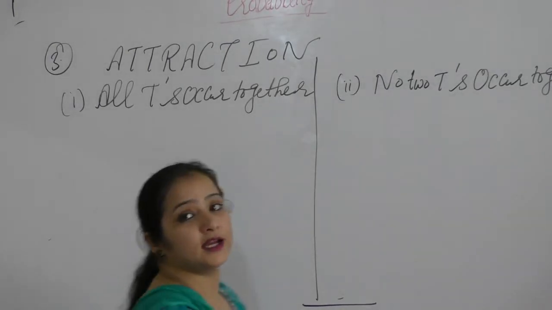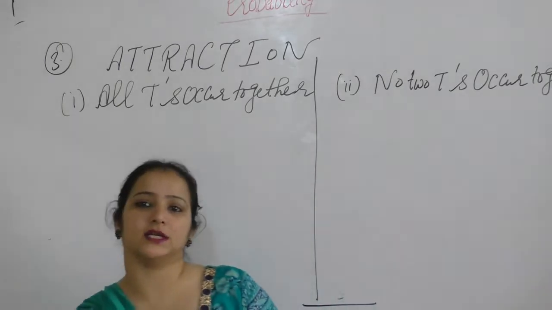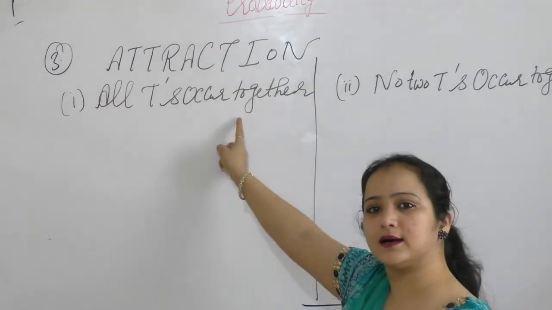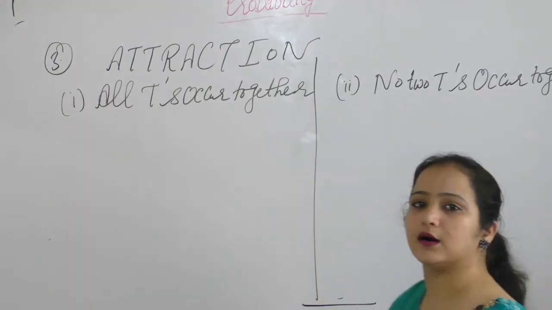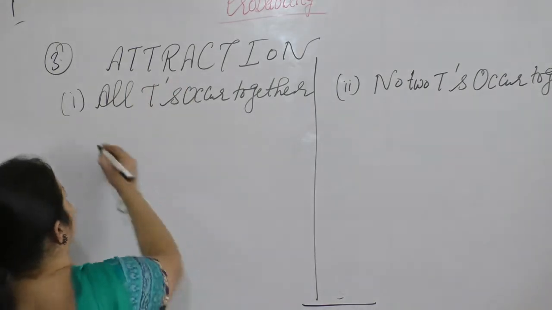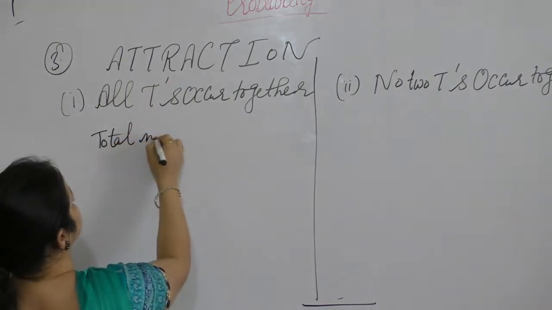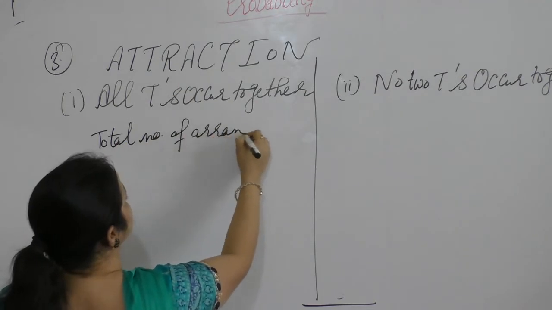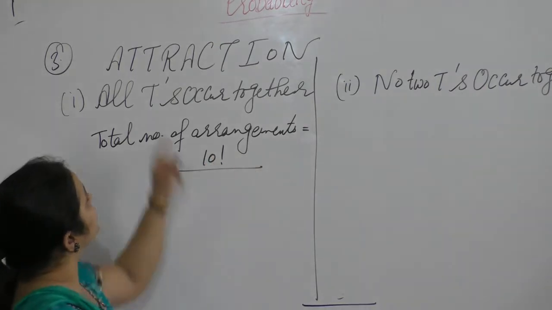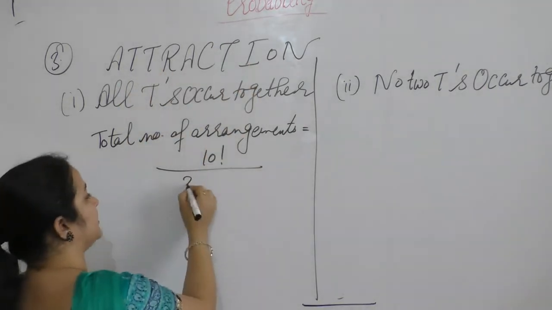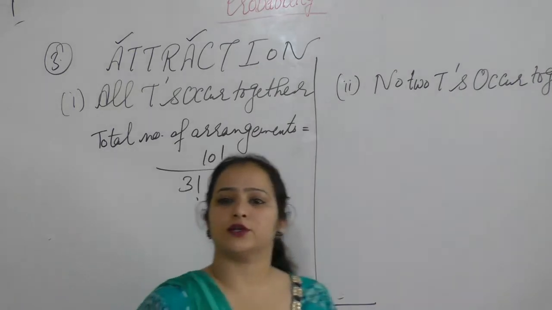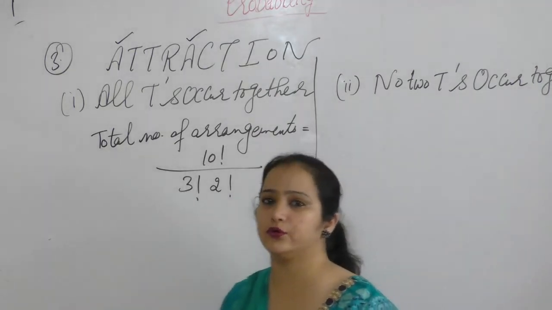The next question is, if the letters of the word attraction are written at random, find the probability that all T's occur together and no two T's occur together. Now the letters in the word attraction, 10 letters are there. So total number of arrangements is equal to 10 factorial upon, since there are 3 T's, 3 factorial and 2 A's, 2 factorial. 10 factorial upon 3 factorial into 2 factorial.